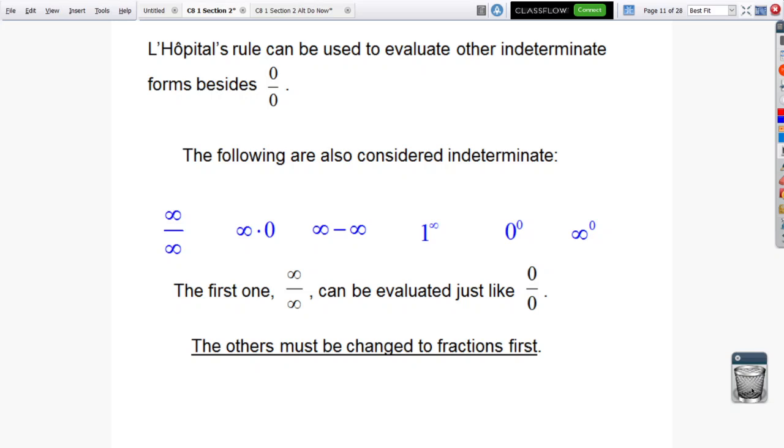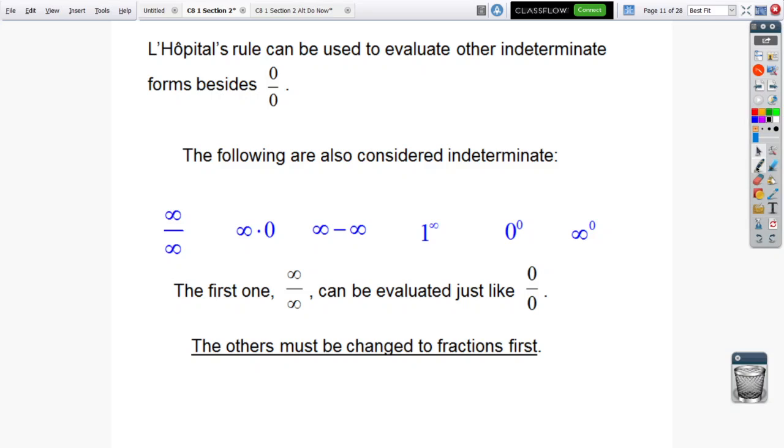The first one, where we have infinity divided by infinity, is the same old L'Hopital's rule that we had. You just take the derivative of the numerator, take the derivative of the denominator, and you go forth. So if you have a fractional indeterminate form, you just take the derivative of the top, derivative of the bottom, and you reevaluate your limit. If you have one of the non-fractional forms, you have to trick the problem into getting into fractional form, and then you do the L'Hopital's rule there.